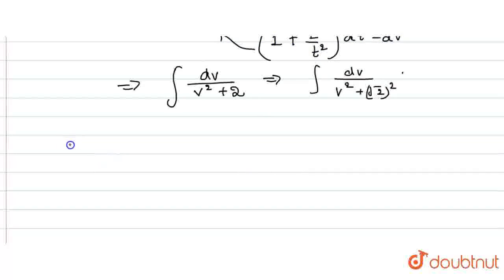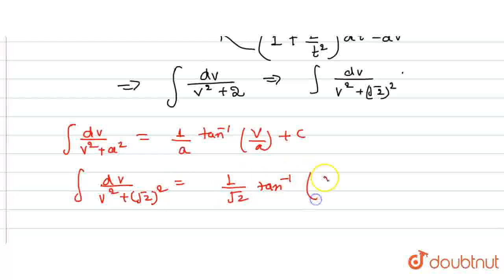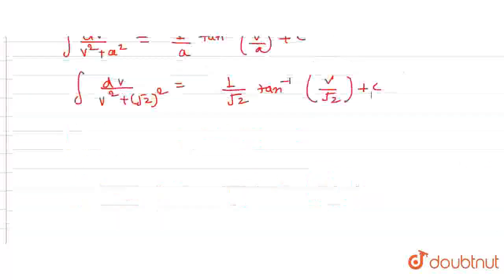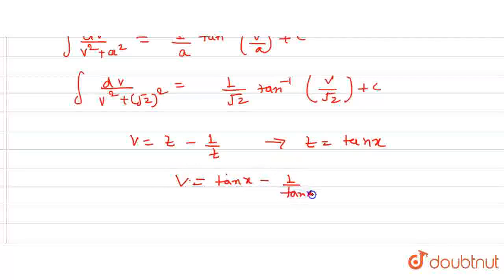We know one formula, that the integral of dv by v square plus a square is 1 by a tan inverse v by a plus c. Using this formula, here a is equal to root 2, so the integral of dv by v square plus root 2 whole square is 1 by root 2 tan inverse v by root 2 plus c. Now we know that v is equal to t minus 1 by t, and we have assumed t equal to tan x, so this can be written as tan x minus 1 by tan x, which is equal to tan square x minus 1 by tan x.